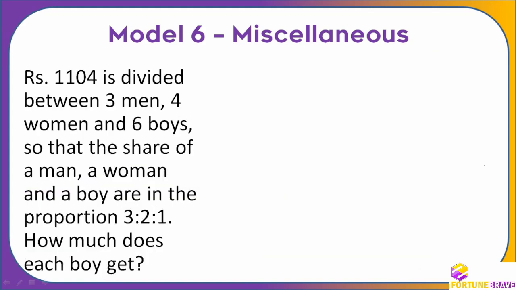Next question is rupees 1004 is divided between 3 men, 4 women and 6 boys, so that the share of a woman, a man and a boy are in the ratio 3 is to 2 is to 1. How much does each boy get? This is again an interesting question. 1004 is the total amount, the sum of all. This has to be distributed among 3 men, and 4 women and 6 boys.